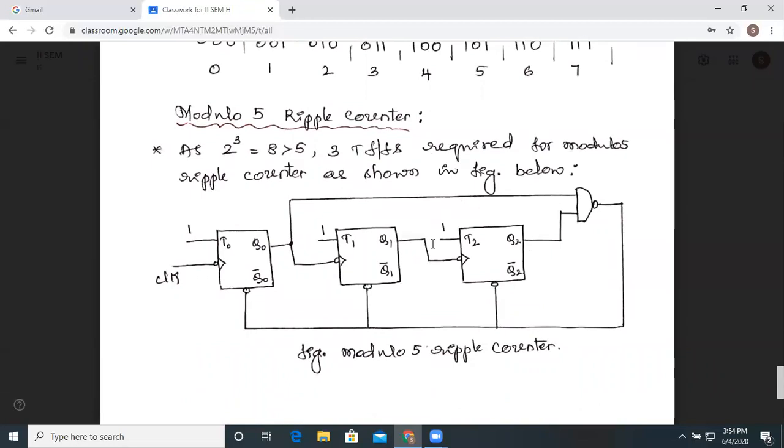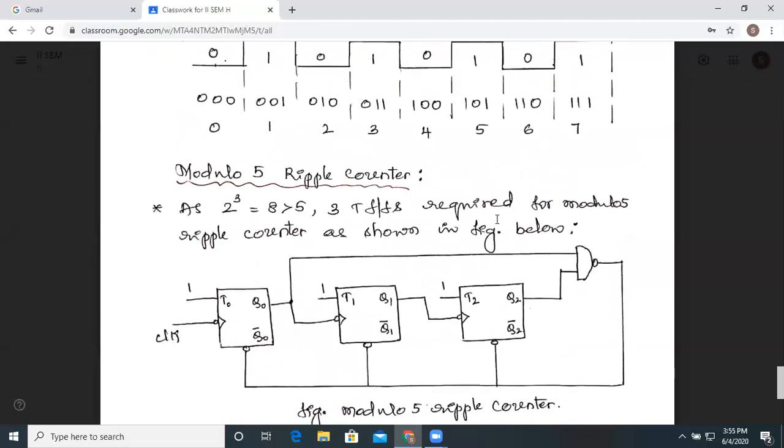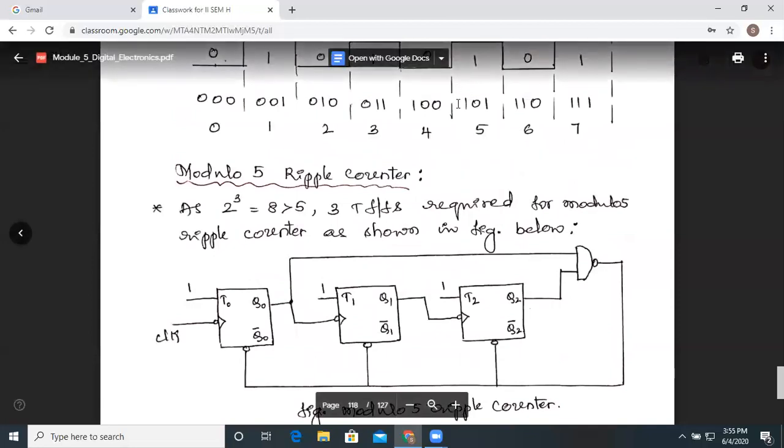The meaning of modulo 5 ripple counter is that it is going to count only 5 clock pulses, not more than that. So in order to count only 5 clock pulses, what do we need to do? You could see that number 5 is represented as 101. This is the output of the third flip-flop, which is Q2, and this is the output of the first flip-flop, which is Q0.